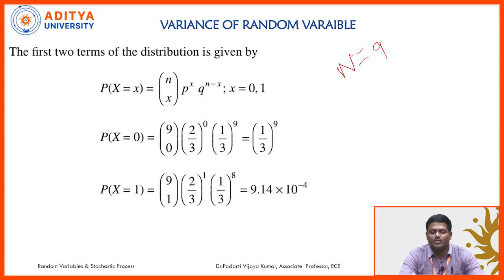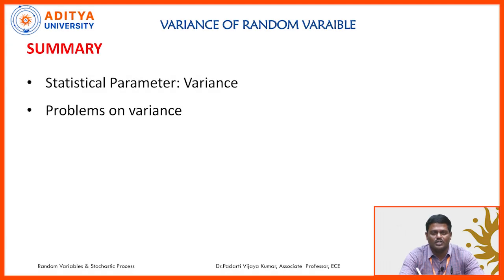Now we need to compute the first two terms. First two terms means x equal to 0 and 1. Probability of x equal to 0 is 9C0, p power 0, q power 9 minus 0. Applying that, we will get (1 by 3) whole power 9. And similarly, the second term, P of x equal to 1, is 9C1, (2 by 3) power 1, (1 by 3) power 9 minus 1. We will get 9.14 into 10 power minus 4.